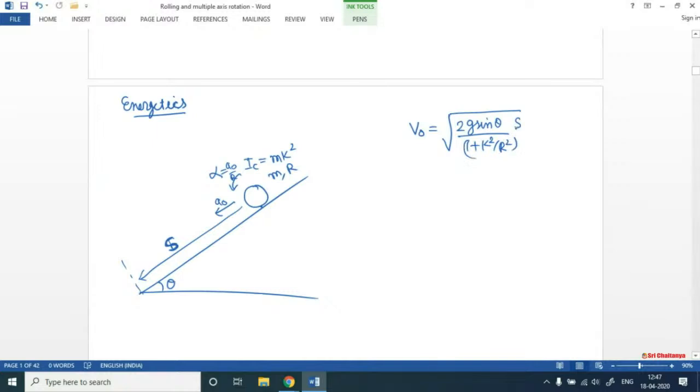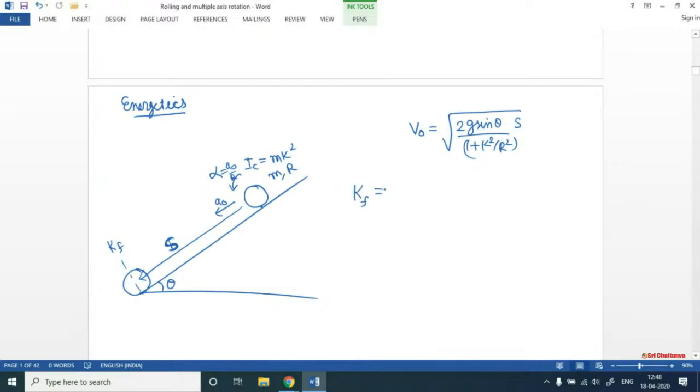Okay, so this was the final velocity. We wish to find out what would be the final kinetic energy when the ball is here. What would be the final kinetic energy of this body? We have already understood the relationship of final kinetic energy.